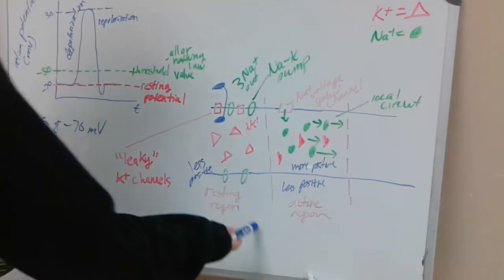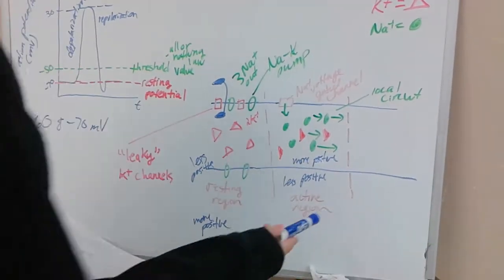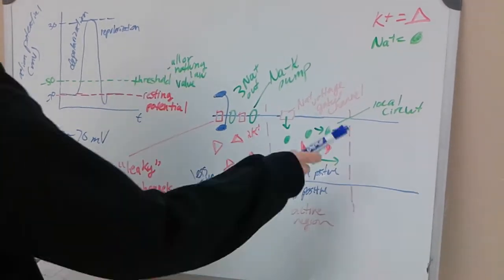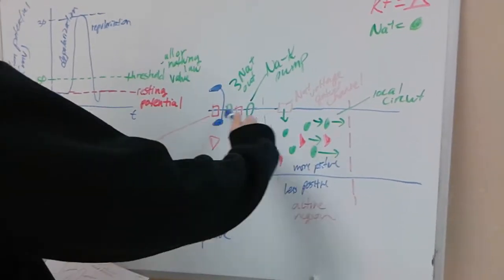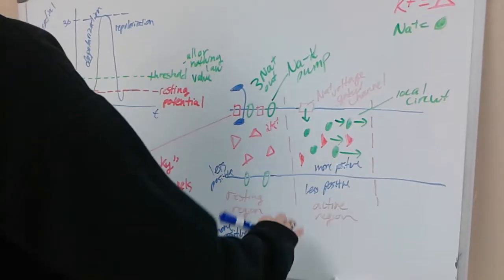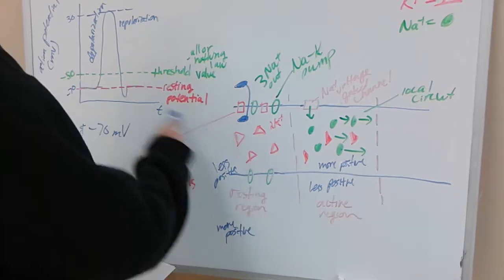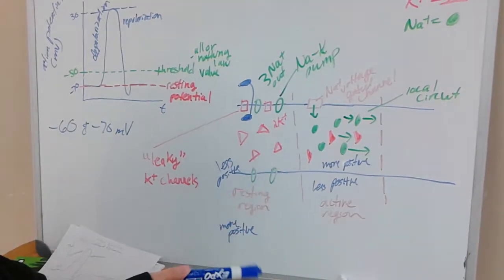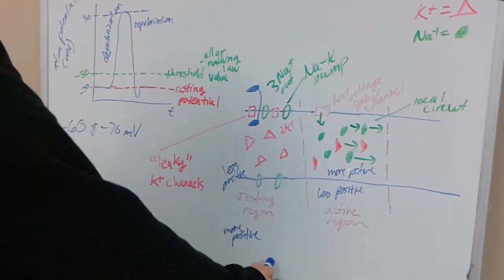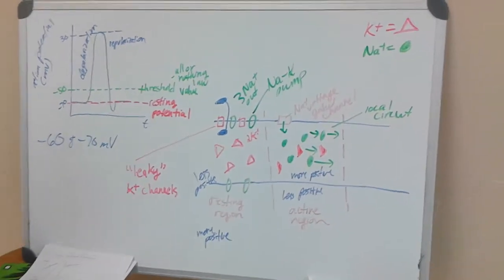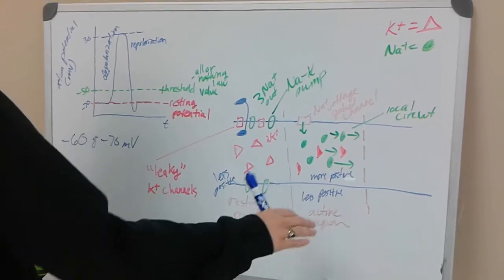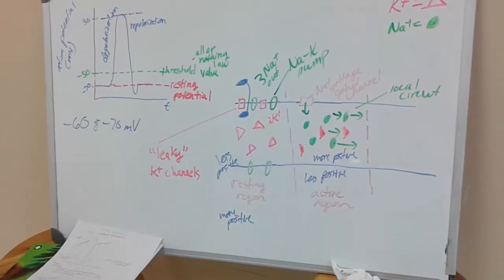This is a zoomed in portion of the nodes of Ranvier, which are the gaps between the Schwann cells. In this membrane, you have all these transmembrane proteins. I divided the regions up. This is the resting region, where your resting potential is, and normally you have a less positive membrane compared to the outside.